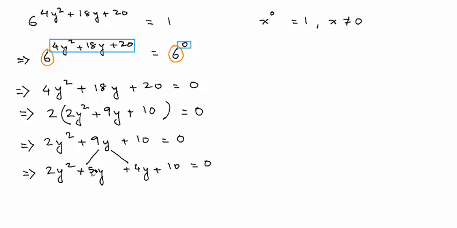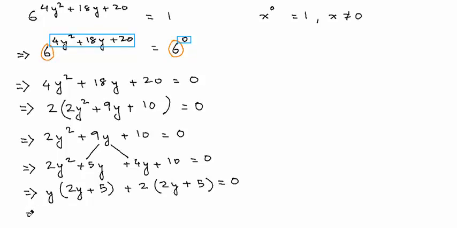Time for us to pair them up and factorize. Common factor between 2y squared plus 5y is y. y times 2y is 2y squared, plus 5. y times 5 is 5y. Plus, common factor between 4y and 10 is 2. 4 and 10 are both even numbers. 2 times 2 is 4, and we have a y here, plus 2 times 5 is 10. There we go. We have a 2y plus 5 here, 2y plus 5 here. So we can say 2y plus 5 times y plus 2 is equal to 0.